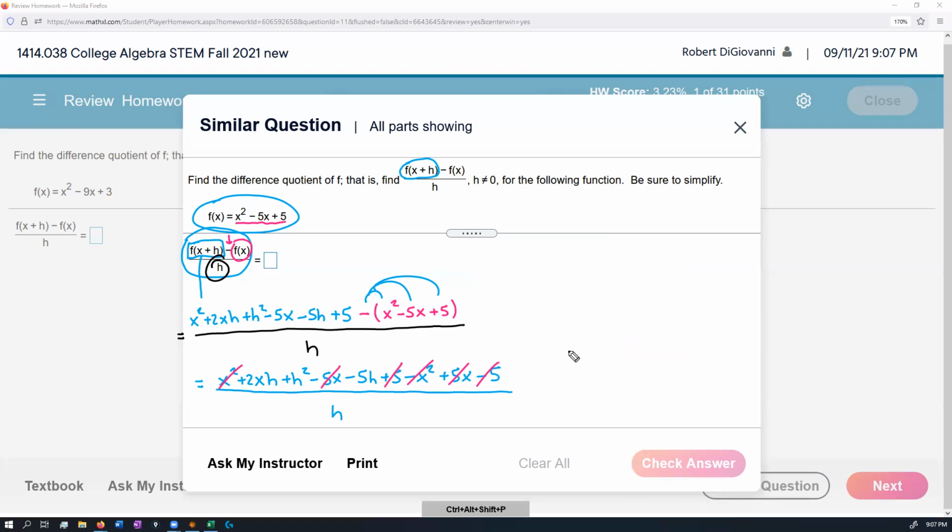Okay, what am I left with? I'm left with 2xh plus h squared minus 5h. That's all that was left on top. But all of that's still divided by h.